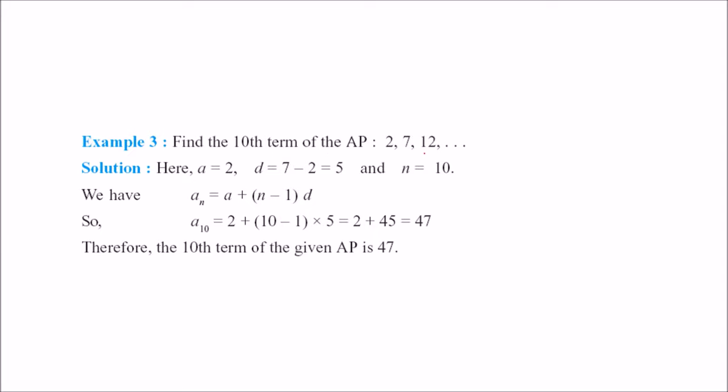So let us take an example. We have to find the 10th term of this AP. So this is A. 7 minus 2 will be equal to your D, that will be equal to 5, and n equal to 10, because you have to find the 10th term. So A plus (10 minus 1) into D, that is 47. So the 10th term will be 47.